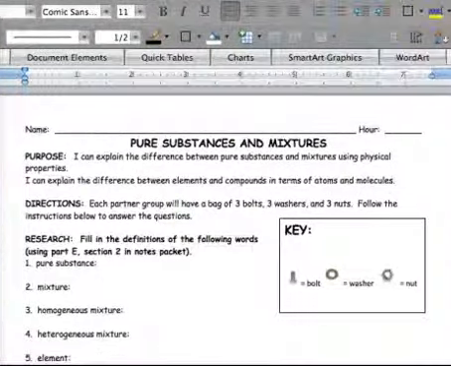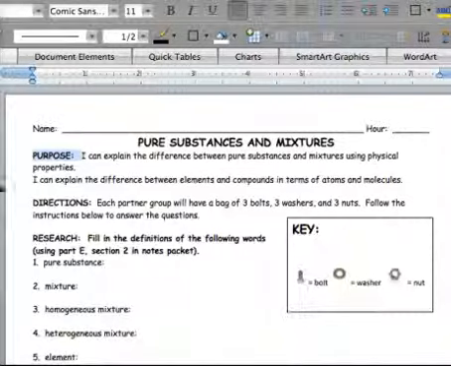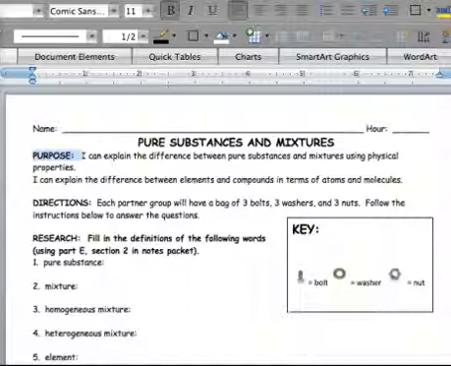So the name of today's lab is called Pure Substances and Mixtures Lab, and you can see the learning target up at the top, or the purpose right here. It says, I can explain the difference between pure substances and mixtures using physical properties. And I can explain the difference between elements and compounds in terms of atoms and molecules.